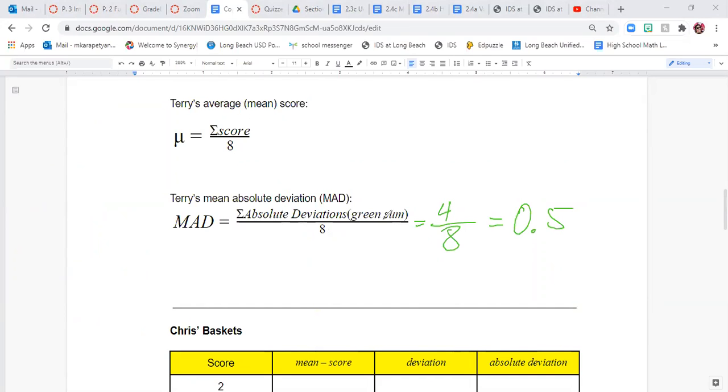Okay, so Terry's MAD, mean of absolute deviations, is a 0.5. I want you to look at this. Is this a big deviation? Is this a big number or a small number?